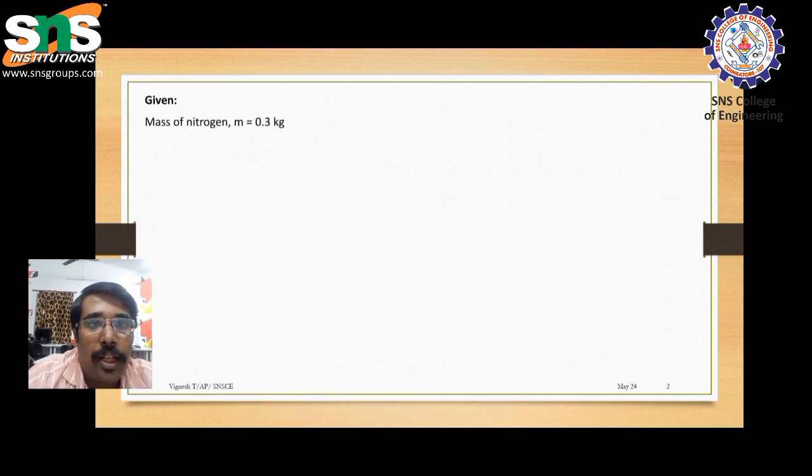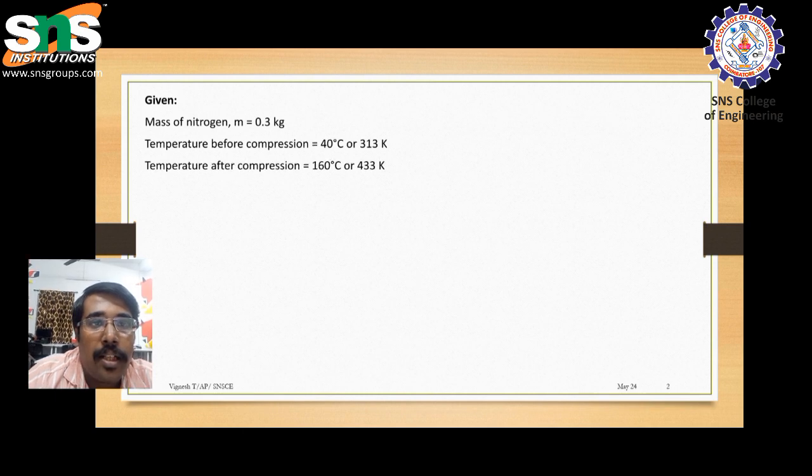So first write down the given data. The temperature has been given, that is 40 degrees centigrade, convert it into Kelvin. Then after the compression, the temperature has increased to 160 degrees centigrade. Then convert it into Kelvin, that is 433 Kelvin. If you want to change the unit from degree centigrade to Kelvin, you have to add 273. I'm so sorry, 273. So 40 plus 273 is 313 Kelvin.